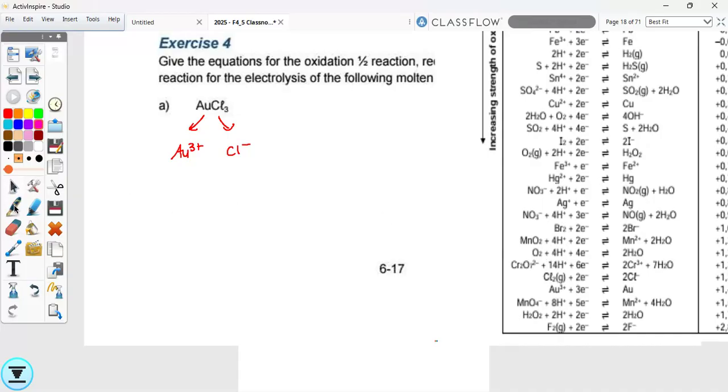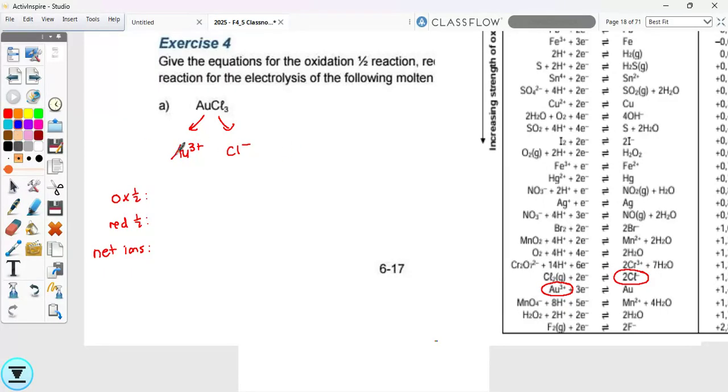So we're looking at Au. Au is there. And Cl minus is there. And if it's molten, I don't even have to care about which one is winning and which one is losing because it's the only thing I have. So it is going to be the strongest oxidizing agent and reducing agent. So I can just go straight into my half reactions. So they want the oxidation half reaction, they want the reduction half reaction, and they want the net ionic or balanced ionic equation. All right, so let's see.